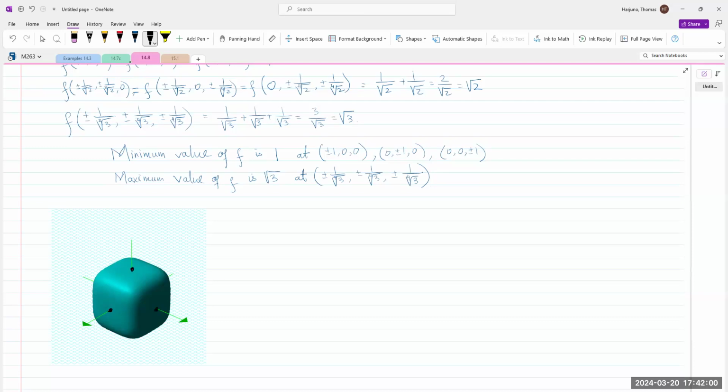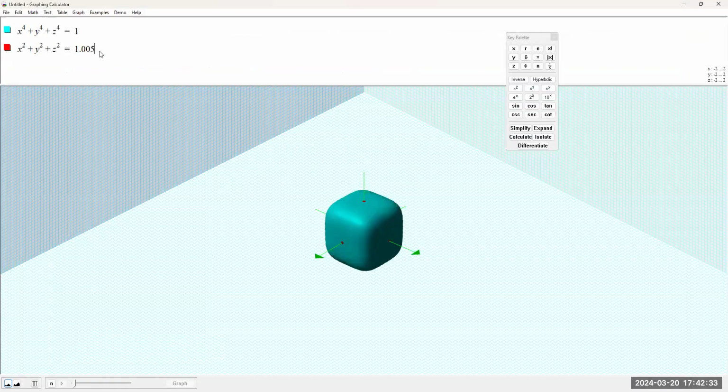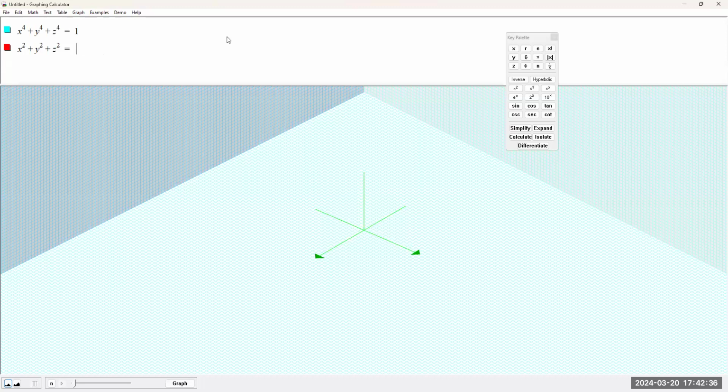Okay, that's the first time as the sphere grows inside this cube, the dice that looks like a cube. As the sphere grows larger and larger, the first time it touches the cube is at those coordinates. Okay, now what happens if I increase the value of f to square root of 3? So let's change this to square root of 3.